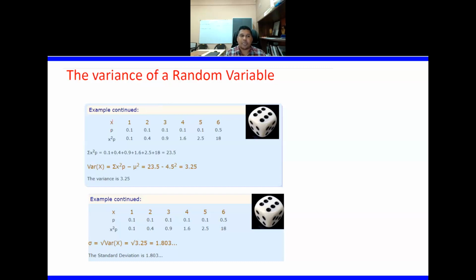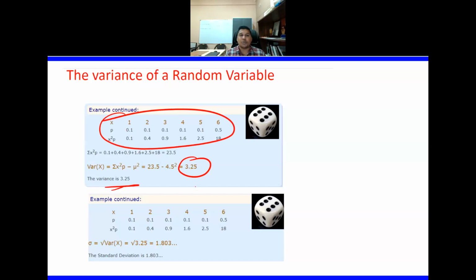Same example, let's take. See the same example, you have x equal 1 to 6 and probability of getting this one is 0.1 and so on. So x square p is this. How we got this? 1 square into 0.1, 2 square into 0.1, 3 square into 0.1, 4 square into 0.1 and so on. If you do summation, 23.5. And already we know its mean. Already we know its expectation, that is 4.5. So if you subtract that, it is 3.25. The variance of this probability distribution.